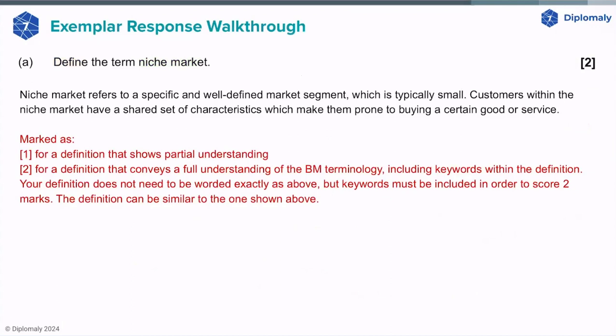So here's a walkthrough exemplar response that you can have a look at. Again, you can see clearly the first sentence is conveying the key aspects of what a niche market is. So it's always a good idea to start your definition with the phrase "it refers to". State the BM term, say it refers to, and then highlight the key aspects of that BM terminology. One of the things that examiners are looking for in your definition is some key words, okay?